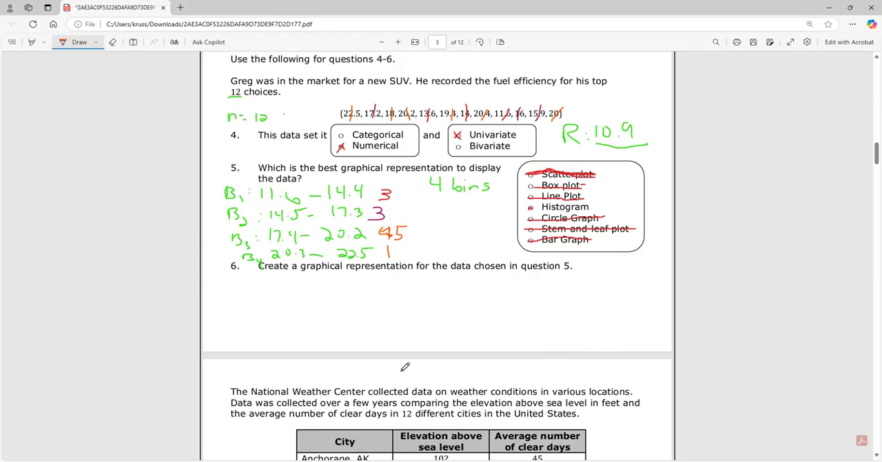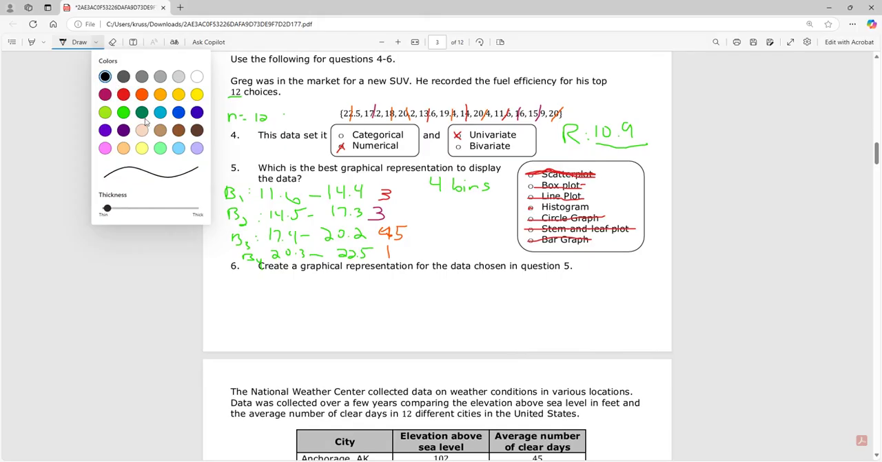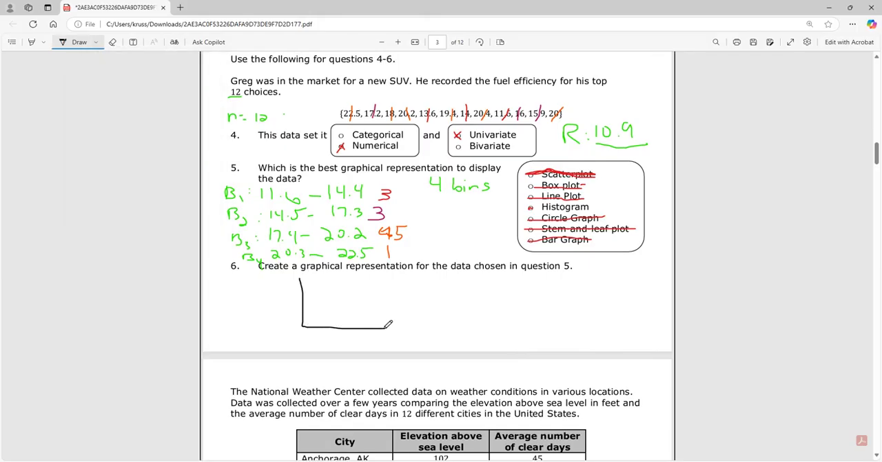Okay, so it's going to look like this. We have bin 1, bin 2, bin 3, and bin 4, which represent these numbers. And we have 3, another 3, a 5, and then a 1. And that kind of shows us the distribution of the data based upon the bin ranges that we chose.